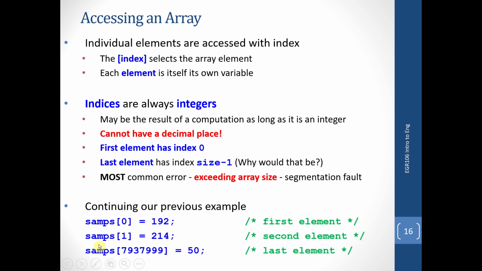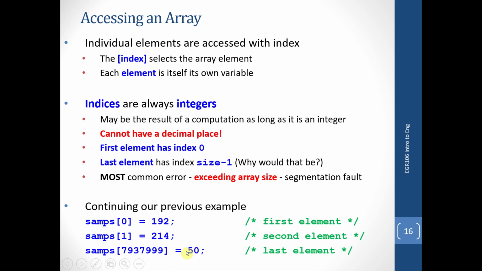Okay, so we talked about this, but here's just the example written out. My first element in SAMPS is element 0, or index 0, and it's holding the number 192. So that's the data point stored in SAMPS 0. SAMPS 1 holds 214, and I'll keep going, 2, 3, 4, etc., up until this. This is my very, very last sample.